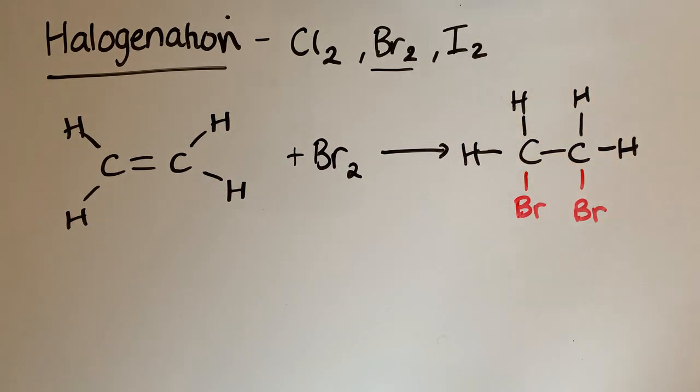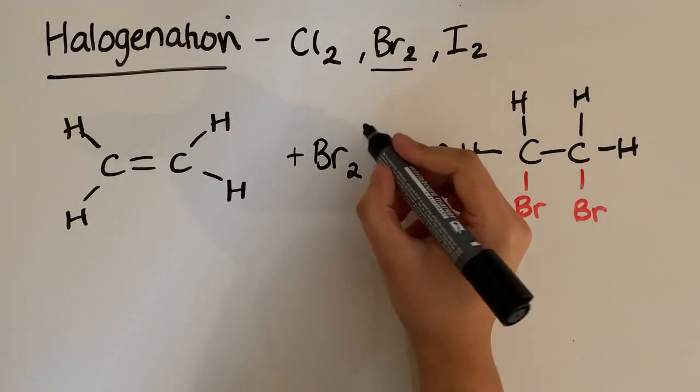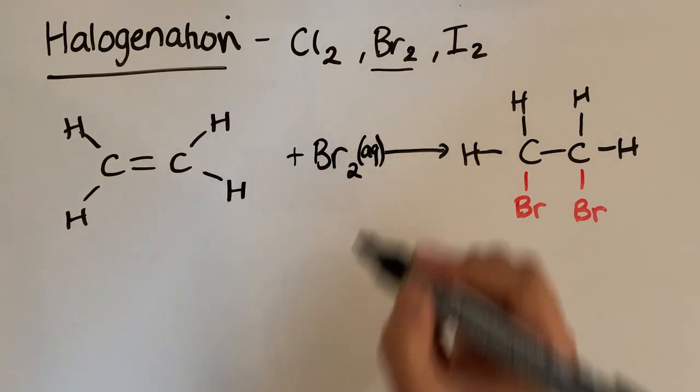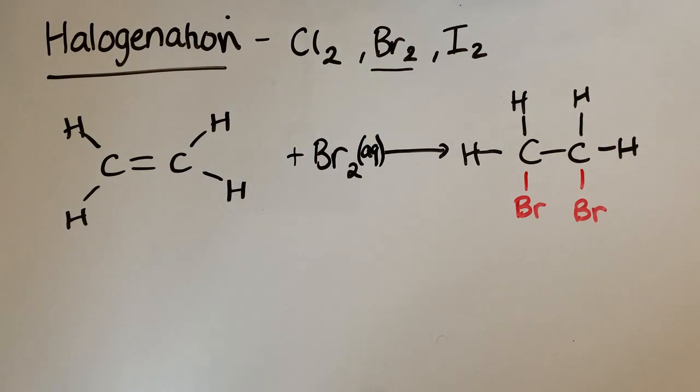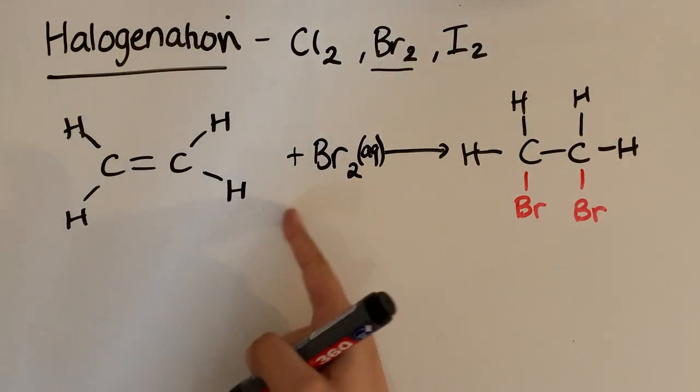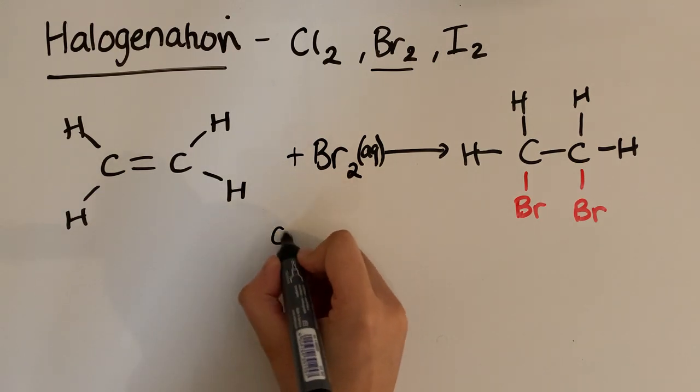This doesn't need any reaction conditions. It's done at room temperature, doesn't require a catalyst. We tend to use bromine water, which is bromine dissolved in some water. So it tends to have the state symbol aqueous with that. Okay, right, in terms of what you'd observe in this reaction, bromine dissolved in water is going to be an orange-brown solution. So over here, your bromine water is going to be orange-brown.